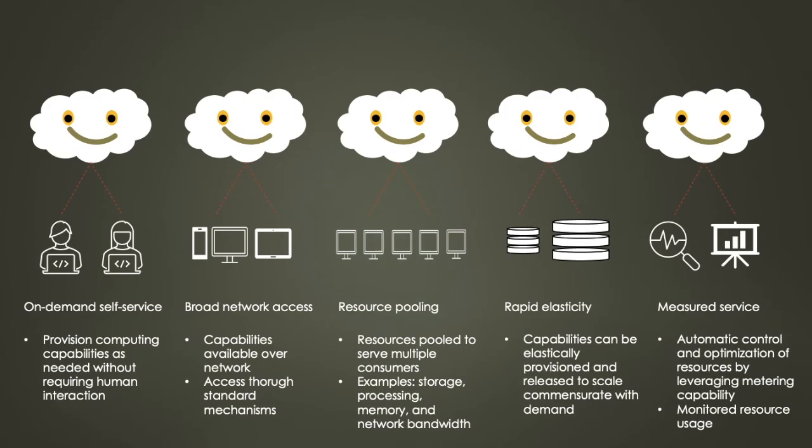And measured service. Cloud systems automatically control and optimize resource use by leveraging a metering capability at some level of abstraction appropriate to the type of service. Examples would be storage, processing, bandwidth, and active user accounts. Resource usage can be monitored, controlled, and reported, providing transparency for both the provider and consumer of the utilized service.